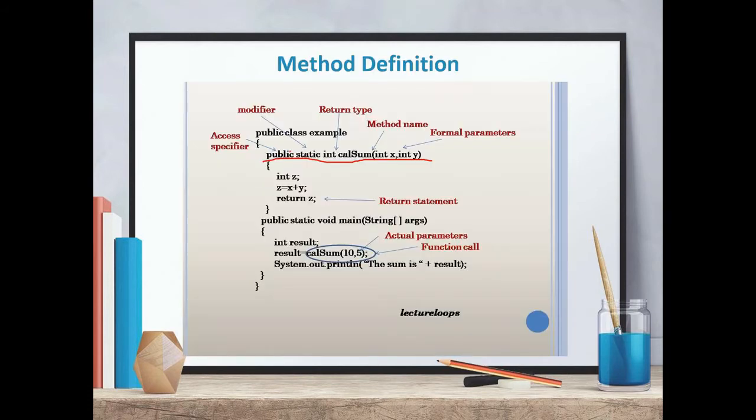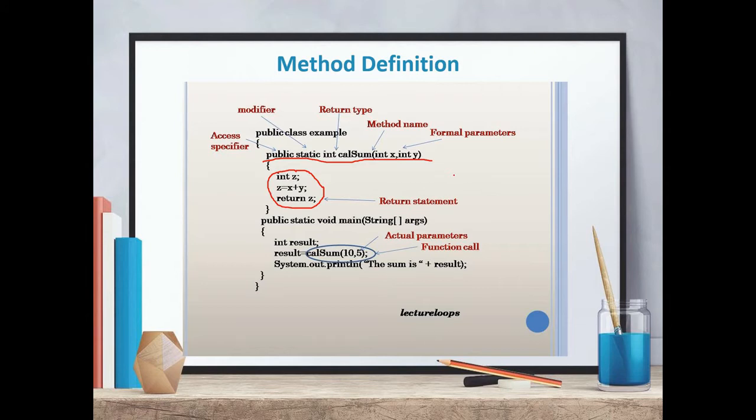Body of the method. Okay. So here you can see that there is an access specifier, a modifier, the return type is mentioned, the method name is mentioned, and there are formal parameters. Then there are curly braces, and inside this there is the body of the method where we can write the logic that we want to write.